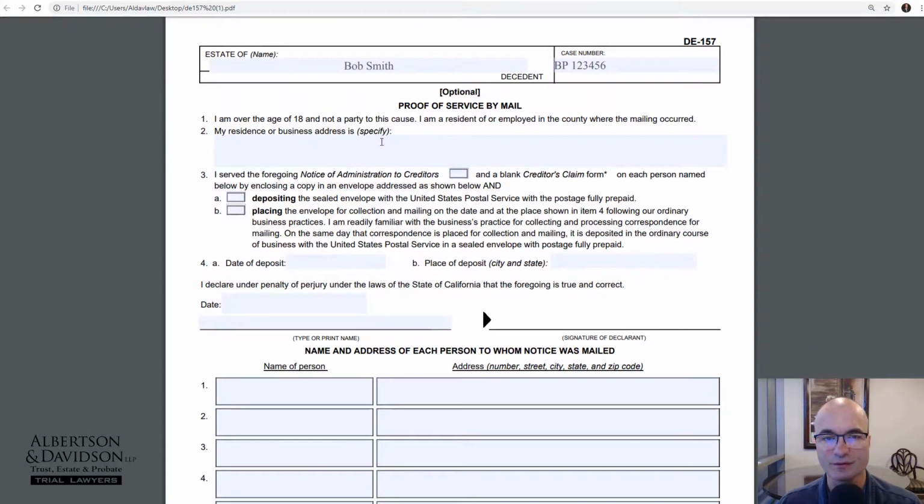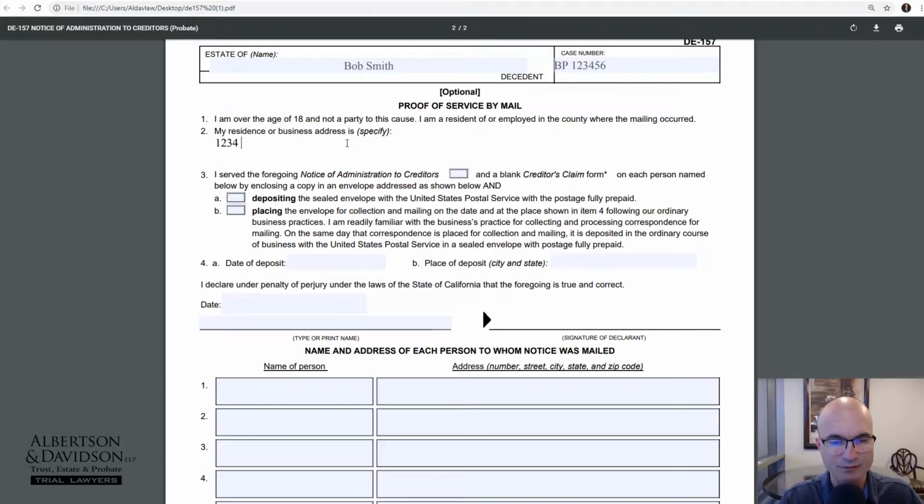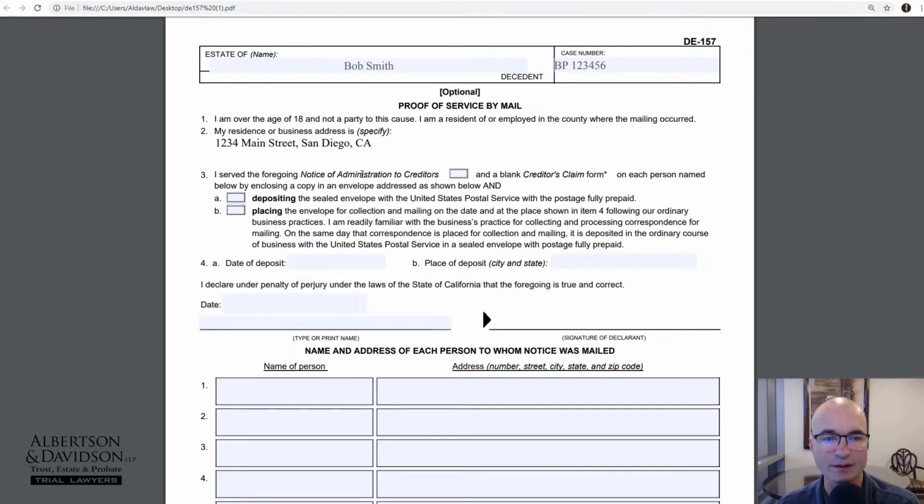And then you have to have a proof of service. This is where you're going to say how you actually serve this on the creditor. And you can fill in your address here. This is where the personal representative lives. And we'll use the same address that we had up top. You don't have to. If the person serving this lives somewhere else or works somewhere else, that's fine. And then you notice here it says, I serve the foregoing notice of administration to creditors. So that's the form that we've just gone over.